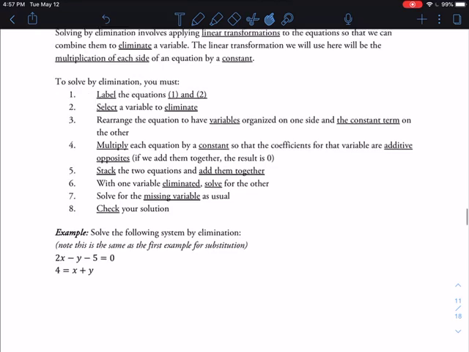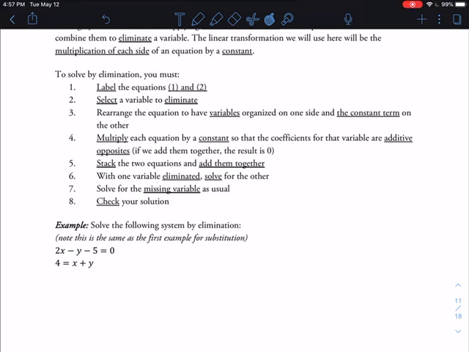Okay, so again, I'm just going to quickly run through the steps. They may not make sense to you, totally fine. When I do the example, I think it's going to click. All right, so again, we're going to start by labeling the equations 1 and 2. Then we're going to pick a variable to eliminate, just like last time, although last time it was to isolate, but we're still going to pick a variable this time, okay? Then we're going to rearrange the equation so that we have the variables organized on one side and the constant on the other side, okay?